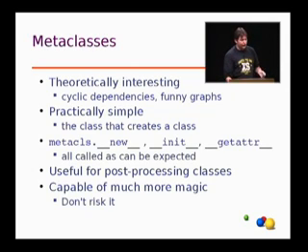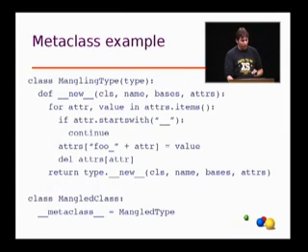As I said, you can do evil stuff in getattr or getattribute if you want. It's probably not worth it. It'll just make your code much more complex. So here's a metaclass example in Python.